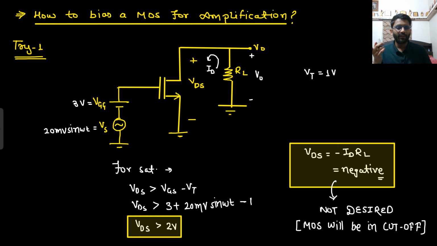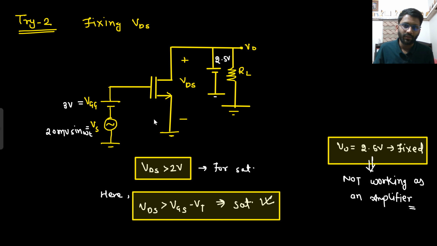In the first one, what did we get to know? We got to know that VDS is negative. And if VDS is negative, your MOS will be in cutoff. So this biasing is eradicated. This biasing is also wrong. Why is this also wrong? Because here you have fixed the output.